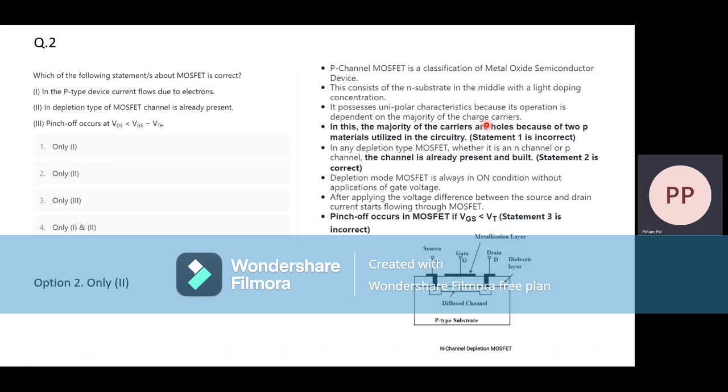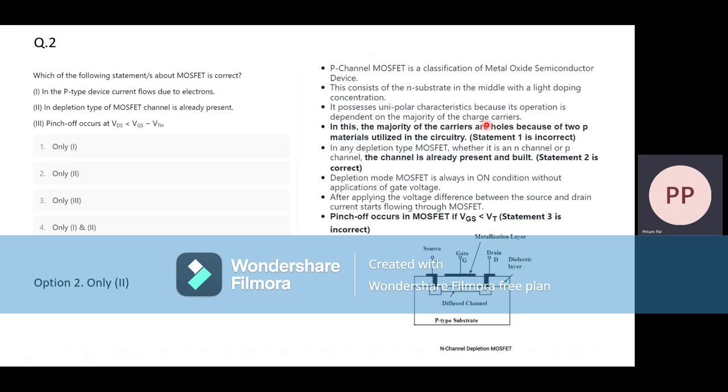From this statement, it's clear. Okay, then let's see what happens next. In any depletion type MOSFET, whether it is an N channel or P channel, the channel is already present and built.